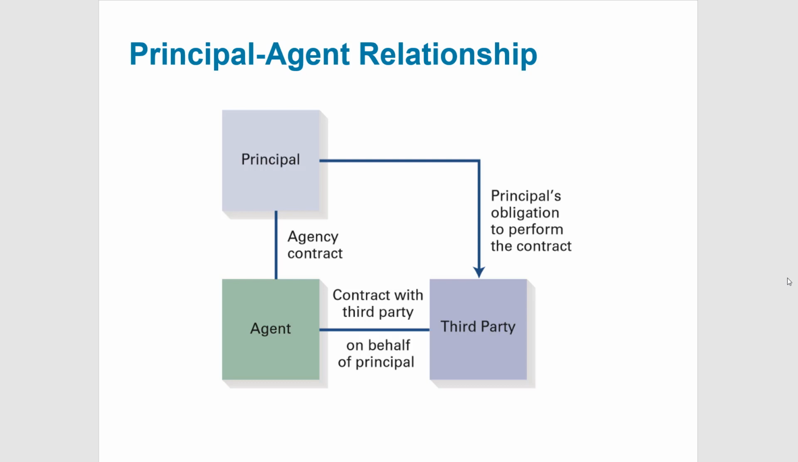A little graph to sort of illustrate it for you. So a principal and an agent form a relationship. We'll call this the agency contract. The agent is then authorized to do business on behalf of the principal. So the agent can go out and form a contract with a third party on behalf of the principal. The principal is now bound to this contract and must perform their obligations that are stated in that contract.